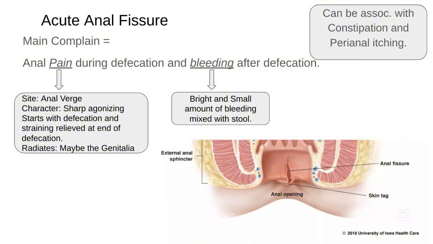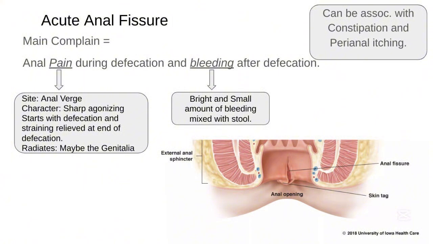Patients with acute anal fissures present with classic symptoms that significantly impact their quality of life. Their main complaints are either pain or bleeding. The pain usually is sharp, agonizing anal pain during defecation, which subsides after the bowel movement. The bleeding is bright red bleeding, usually seen as streaks on the stool or toilet paper. Associated symptoms include constipation due to fear of defecation and perineal itching.